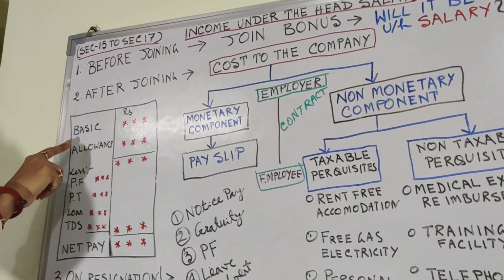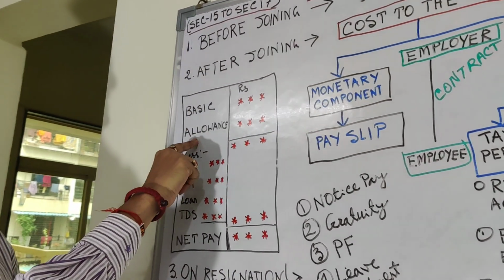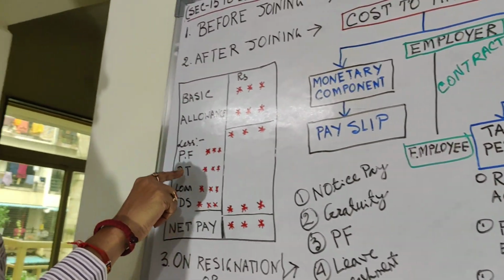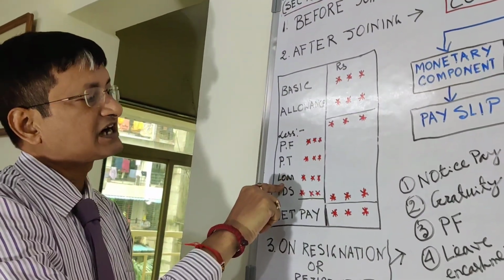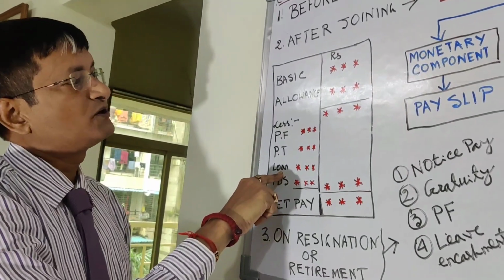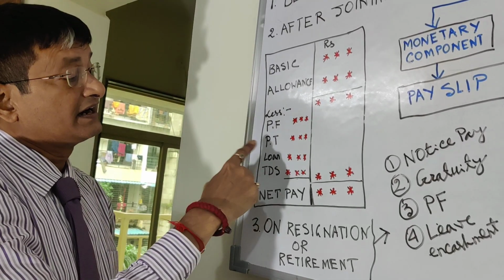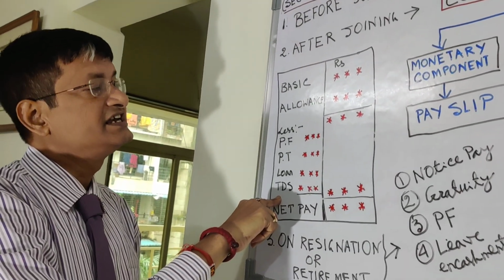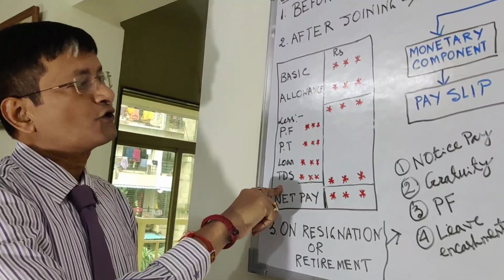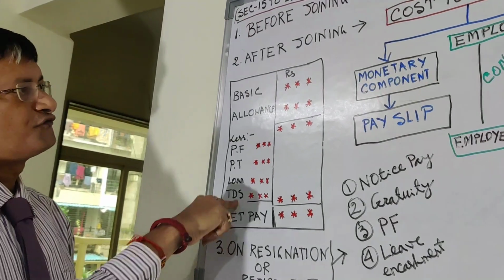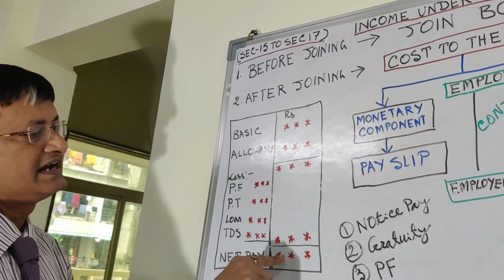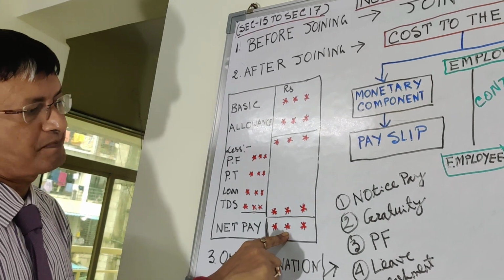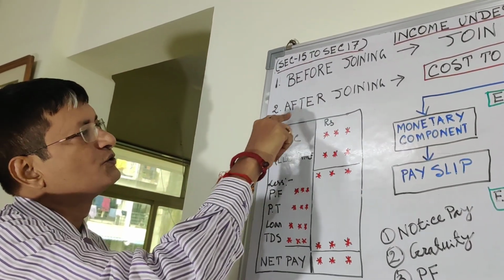In the pay slip, we will find basically two components. One is the basic salary, another is the allowance. From this basic salary and allowance, there may be a deduction on account of provident fund, profession tax, or loan. If the employee has taken any loan, that may be repaid on a monthly basis, which is reflected in your pay slip, and there will be a TDS component. Whatever tax is required to be deducted from the salary is also deducted. After deduction, we get the net pay. This net pay amount is the cheque which will be issued to the employee or credited to the employee's bank account.